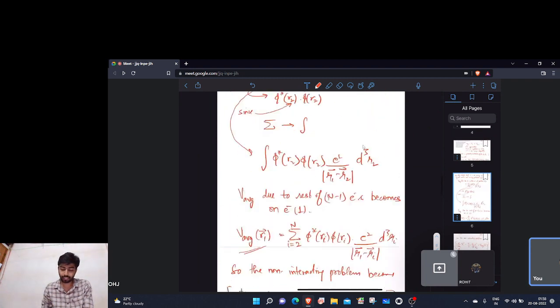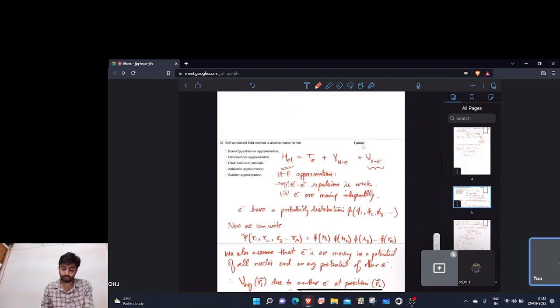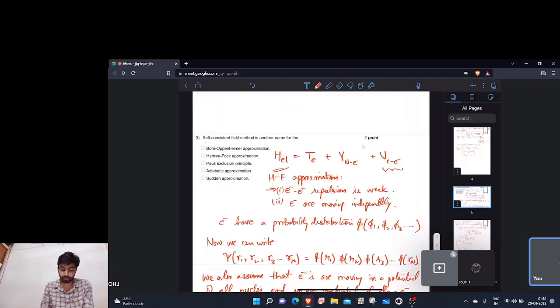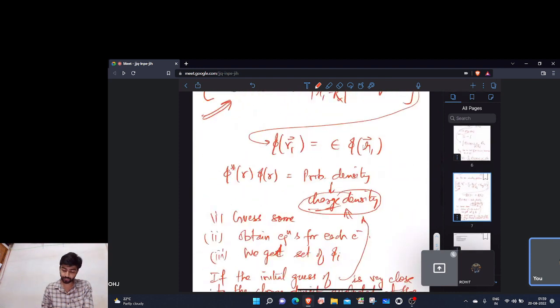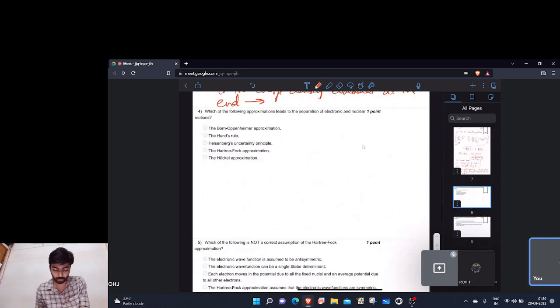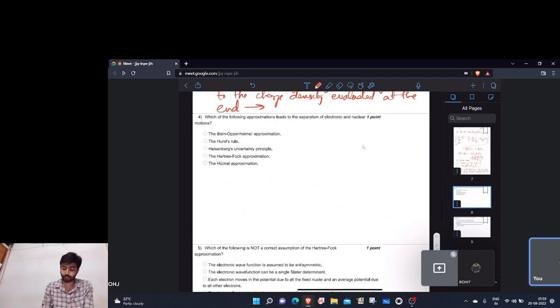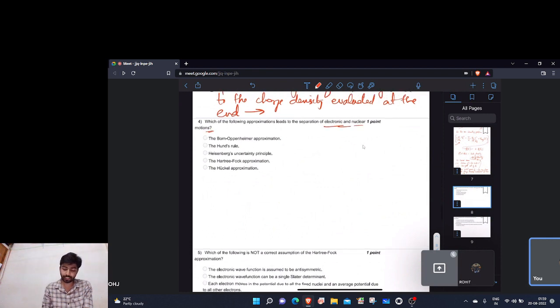So if we go again to the top of the question, this self-consistent field method is actually another name for Hartree-Fock approximation. So the correct answer is Hartree-Fock approximation. Let's get on with the fourth question, which says: which of the following approximations leads to separation of electronic and nuclear motion? As we have already discussed, the Born-Oppenheimer approximation does that.